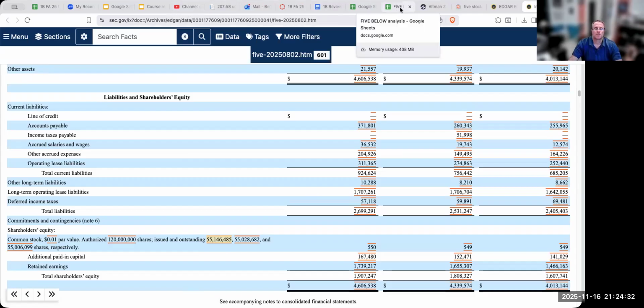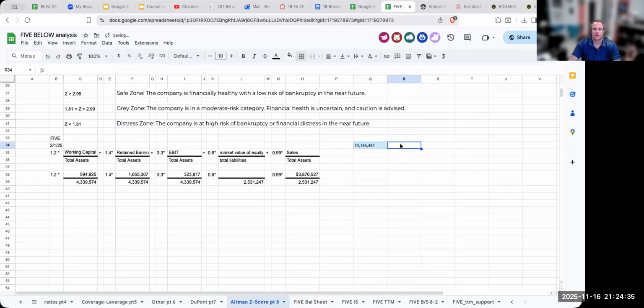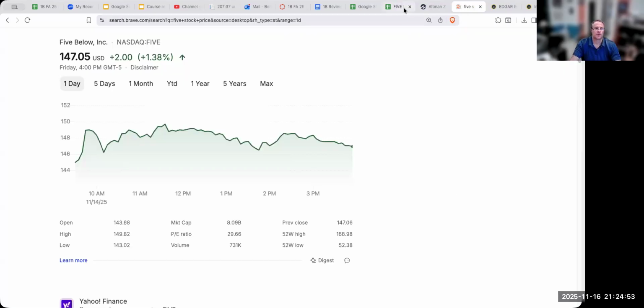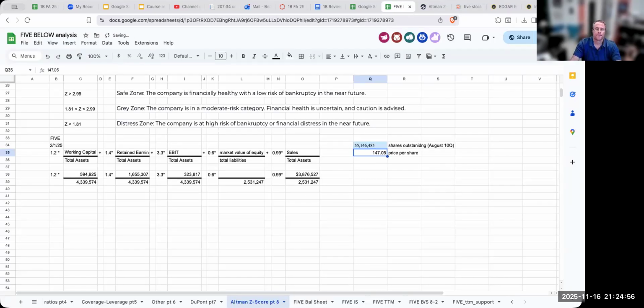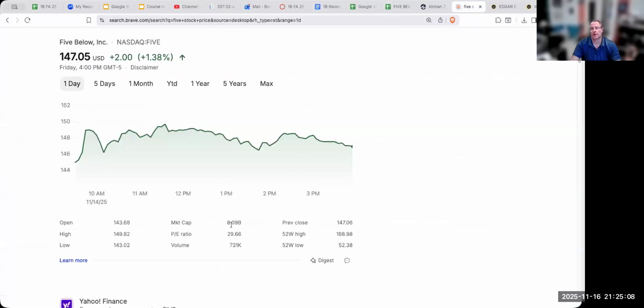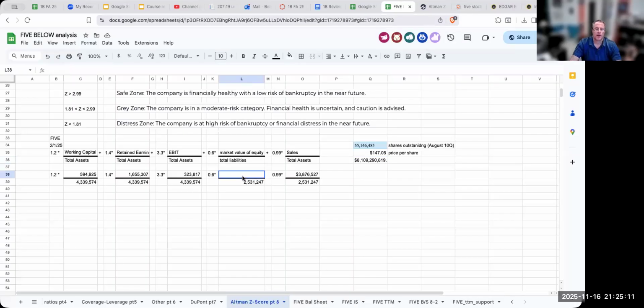If I take my shares outstanding from the 10-Q and multiply that by my price per share, and my current price per share is 147.05, I get about 8.1 billion, which is consistent with the market cap showing right over here. So it's close enough. Okay, so the market value of the equity divided by total liabilities.